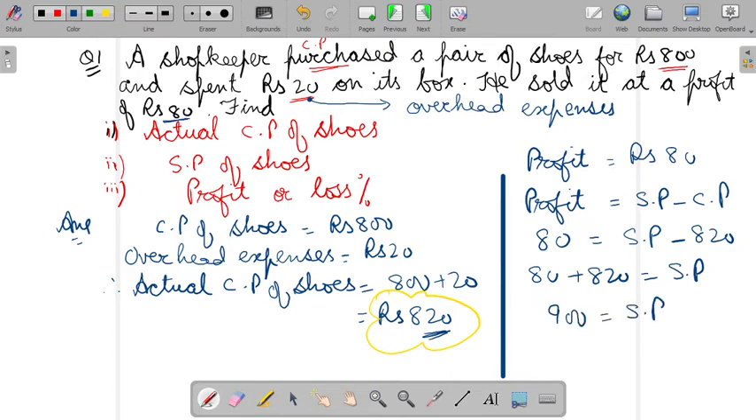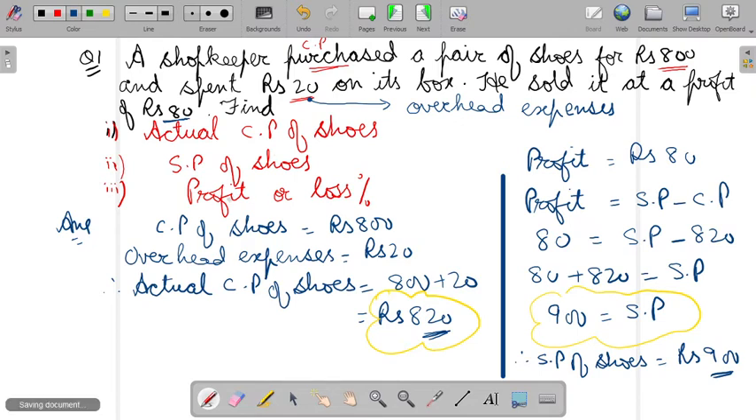900 rupees is the selling price here. So in the second part, the selling price of the shoes equals rupees 900. Now, in the third part, you have to find out the profit or loss percent. As I have told you, profit or loss percent is always calculated on CP. So first we will see the profit or loss percent.